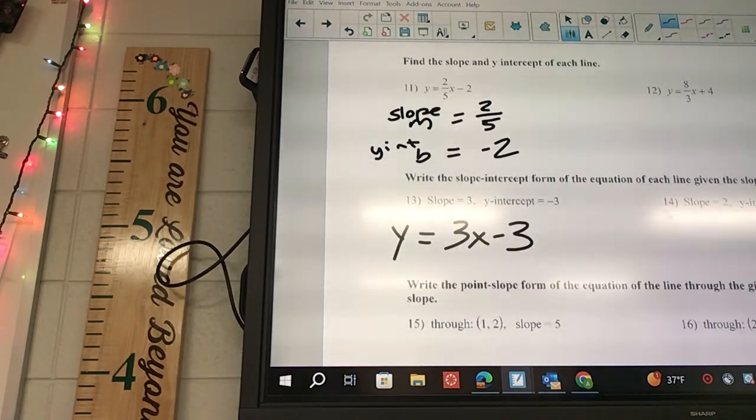Okay, the next one says write the point slope form. Who remembers point slope form? Is it y minus y1 equals m, and then x minus x1?